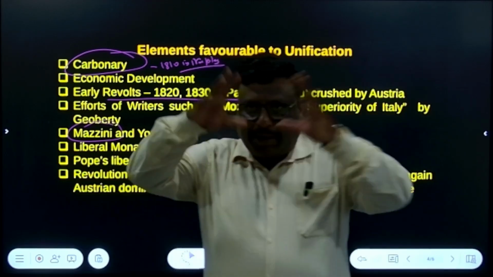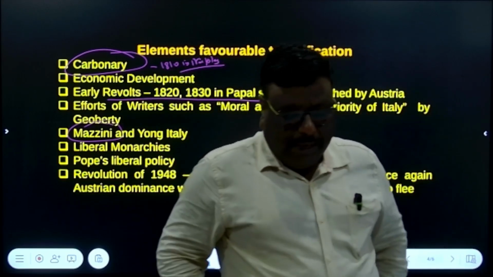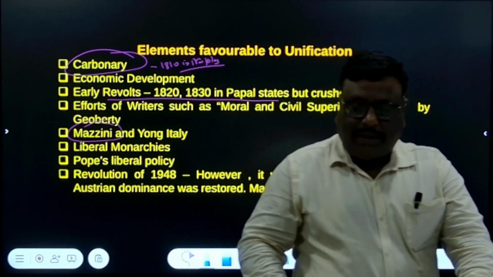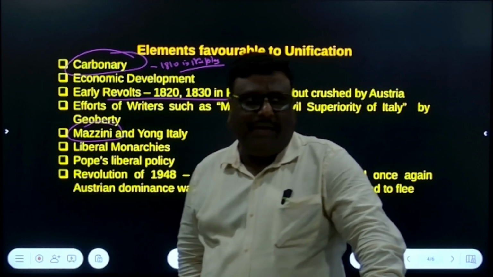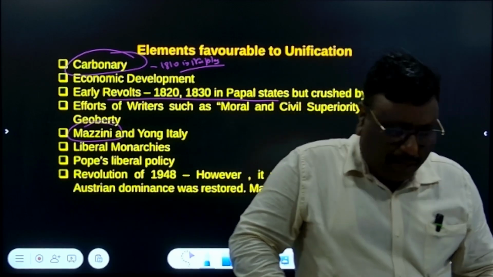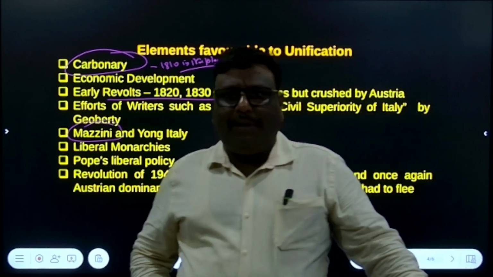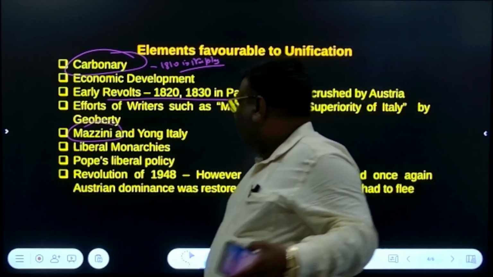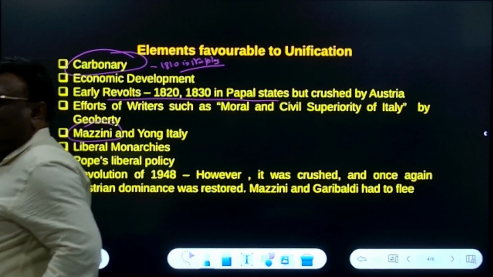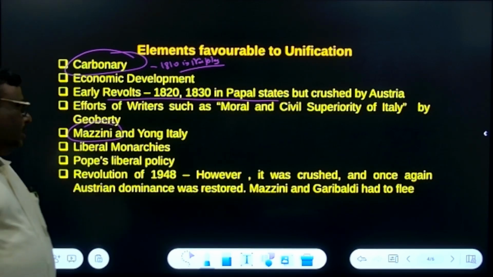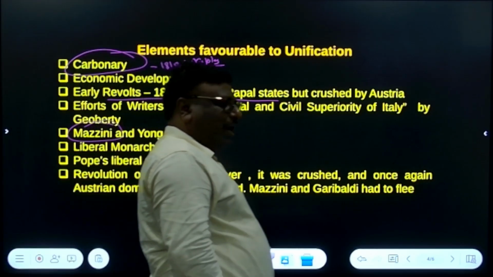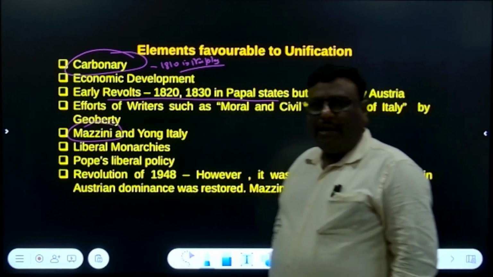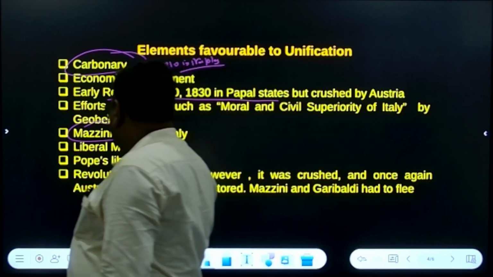The Young Italy was a type of army. He imparted martial training, military training, to the members of the Young Italy. The numbers of the Young Italy gradually increased to the maximum extent. So, Young Italy was a type of patriot army which was prepared to expel Austria from Italy. So, it also paved a way for the unification of Italy.